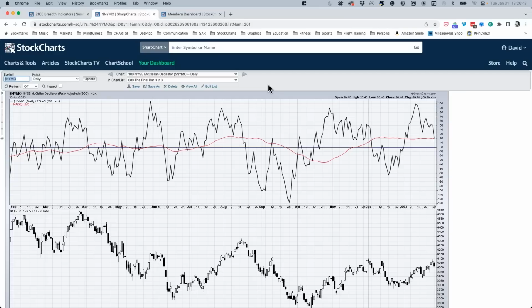At this point, the McClellan Oscillator is still positive, but when you've had a market that's had a good run, which we certainly have, I would argue that you look for these indicators to see when they turn negative. At this point, following the market higher is totally fair, but look for signs of deterioration in these breadth indicators. We have not seen them yet.